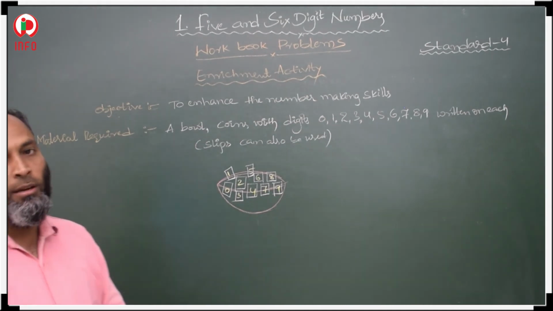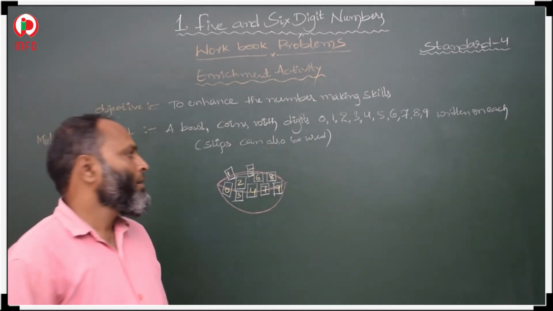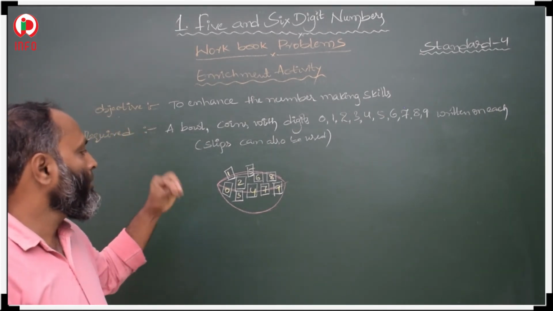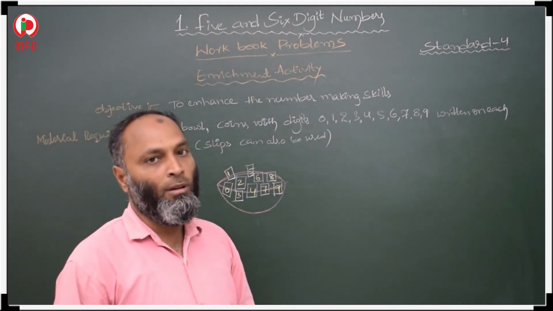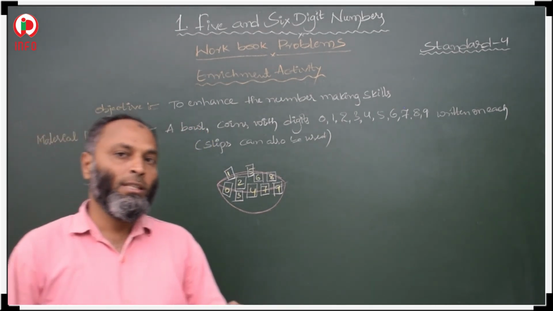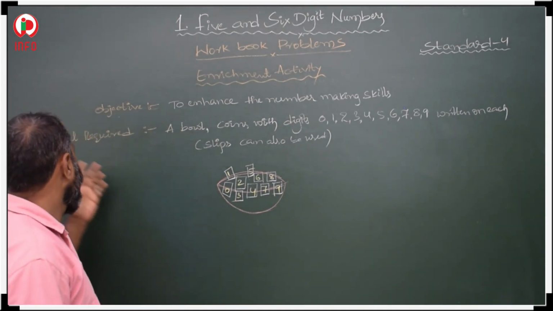So, what is the main aim of this enrichment activity? See here. In this, you should learn for yourself how to make a greater number and how to make a smaller number by doing this activity. So, what are the things we need? What are the materials we require?